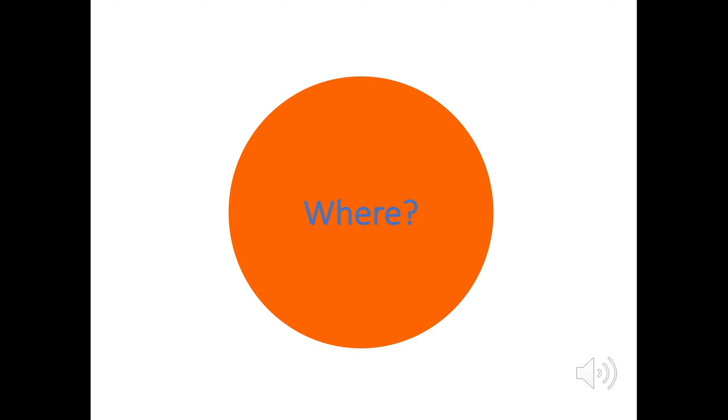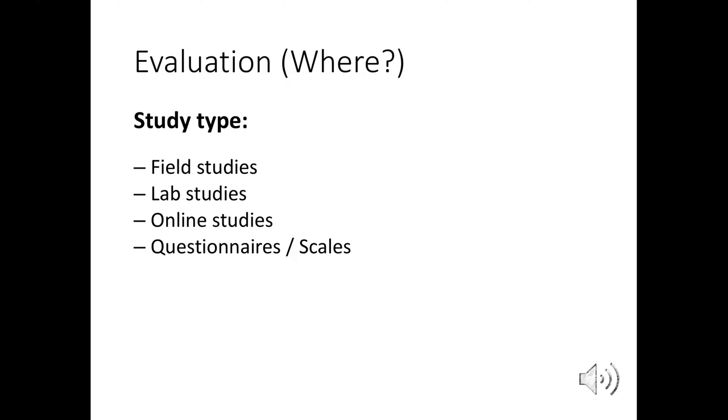Where shall we evaluate? Our evaluation process can be done in many places. It can be done in the field, outside. They are called field studies. It can be done in constrained conditions, lab studies, or online studies, or it can be made through questionnaires and scales.